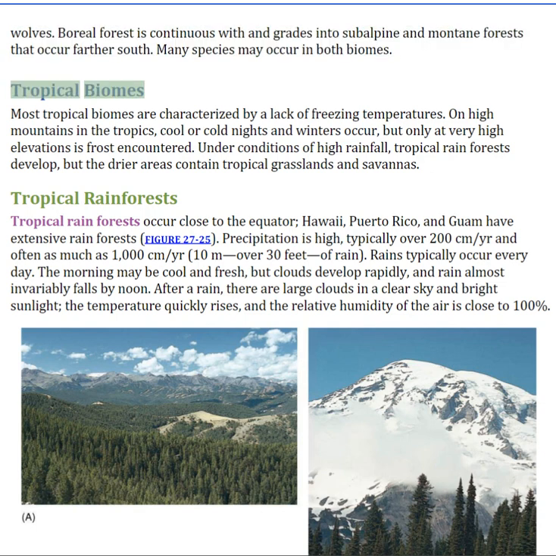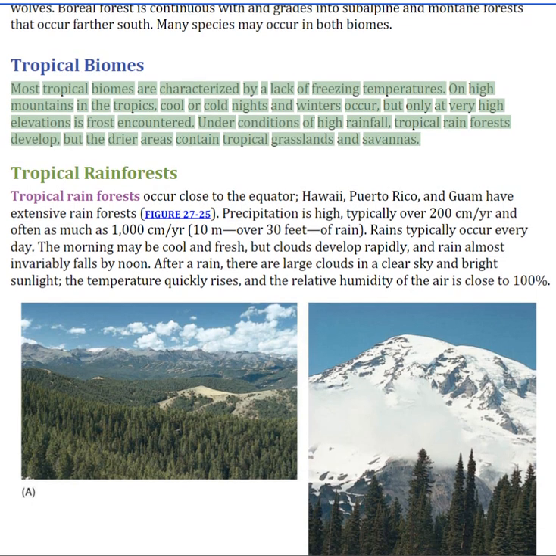Tropical biomes. Most tropical biomes are characterized by a lack of freezing temperatures. On high mountains in the tropics, cool or cold nights and winters occur, but only at very high elevations is frost encountered. Under conditions of high rainfall, tropical rainforests develop, but the drier areas contain tropical grasslands and savannas.